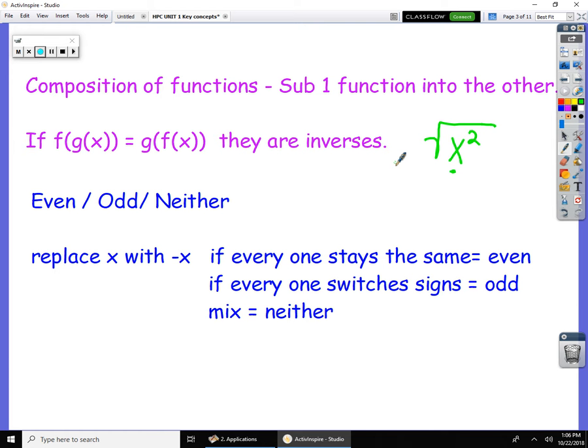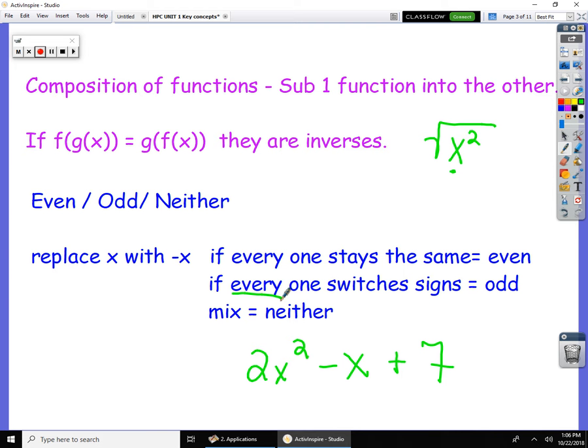Even, odd, or neither, we take every x in the function. So for instance, if I had 2x squared minus x plus 7, I would take every x and replace it with negative x, okay? So if I replace it with negative x, if everything keeps the same sign, it's even. If everything changes signs, it is odd. If some change their sign and some keep their sign, it is neither.